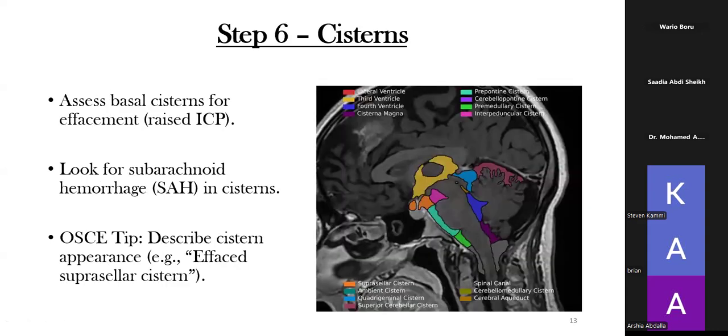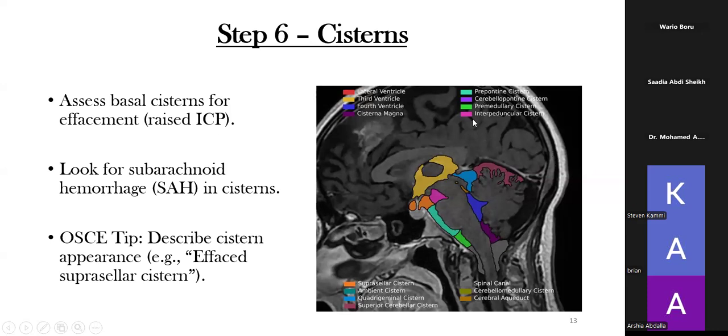Now, next we describe the cisterns. This one is an MRI image that I put here just as a demonstration. You can see in the MRI, these are your soft tissues. Do not confuse this with brain. This is a T2 because you can see CSF is dark or black.